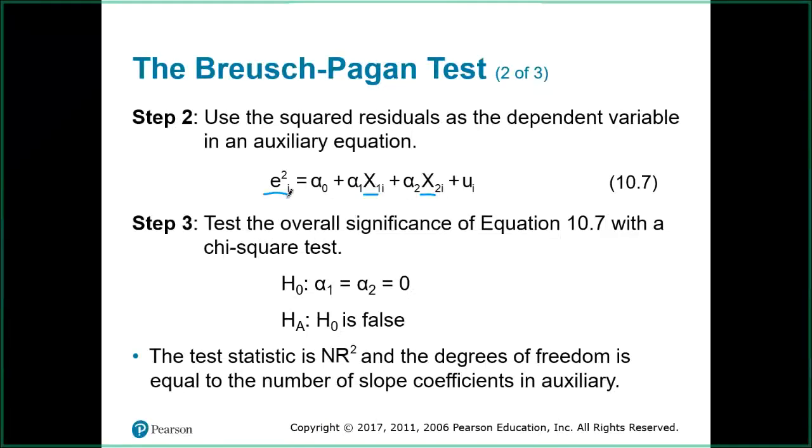The way that we formally test this is very similar to the F-test. Technically speaking, it's what's called a chi-squared test. I'm going to show you how you do that in Stata in a minute, so don't sweat it too much.